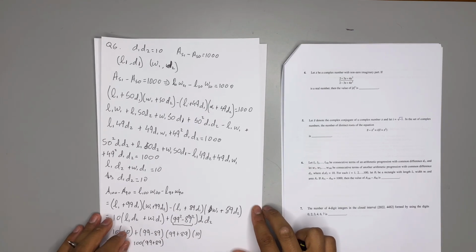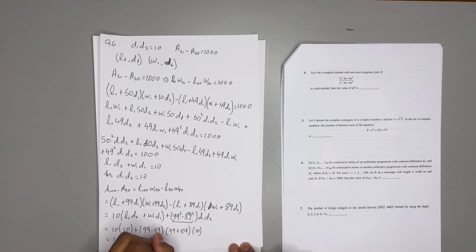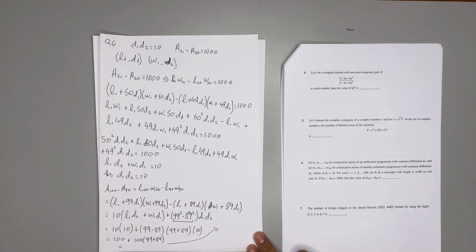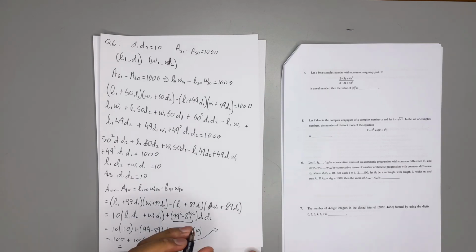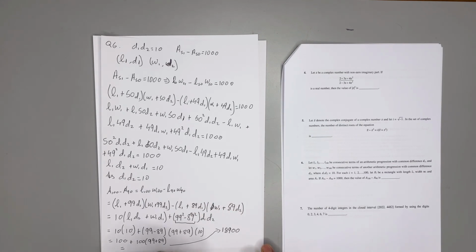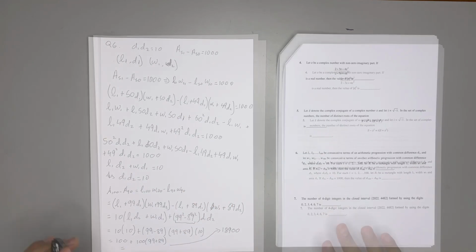Final answer, write it over here. Putting it on the calculator, we get 18900. Question 6 done. Let's go on to question 7.